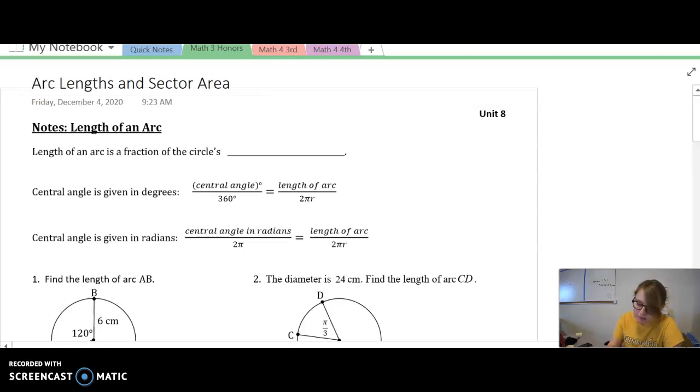Hey guys, so today we're going to be talking about arc lengths and sector areas. So let's talk about arc length first. The length of an arc is a fraction of the circle's circumference.